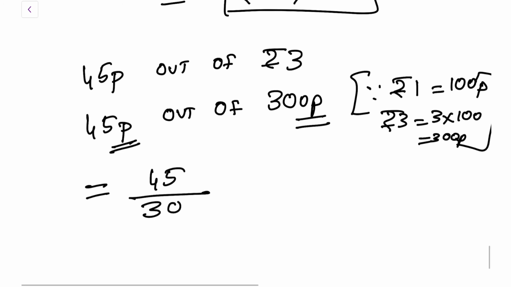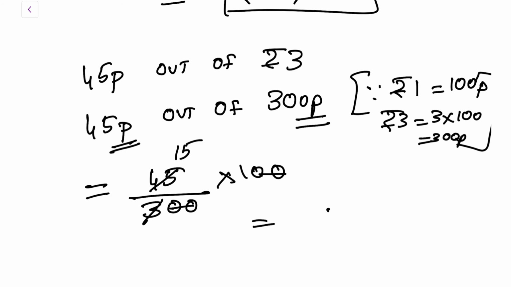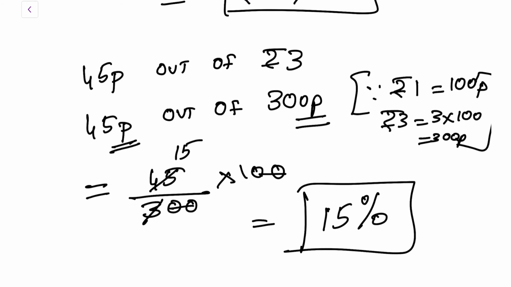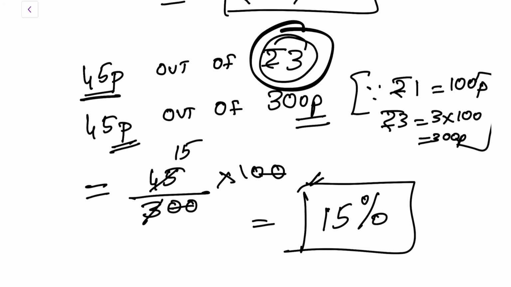45 by 300 into 100. Alright, that will give you 45 into 1 by 3. 3 15s are 45, so 15 into 1 is 15%. Alright, this is how you can calculate. So 45 paise is 15% of 3 rupees.